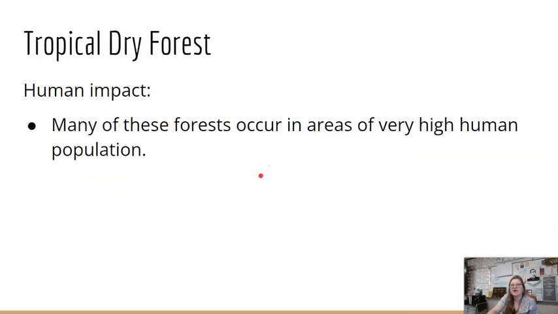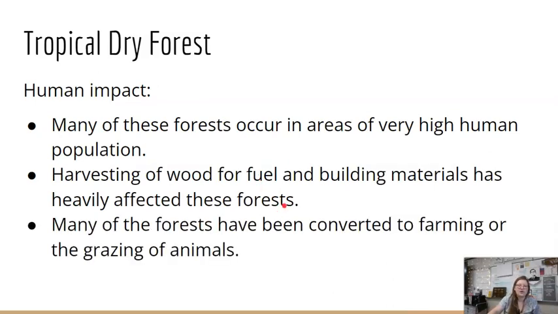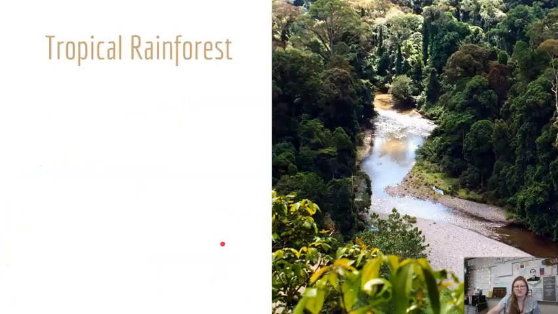So human impact. Many of these forests occur in areas of high human population. Harvesting of wood for fuel and building materials has heavily affected these forests. And many of the forests have been converted to farming for the grazing of animals. We cut down the trees, we needed the trees, now we have empty land, let's raise some animals. That's what we did to dry forests.